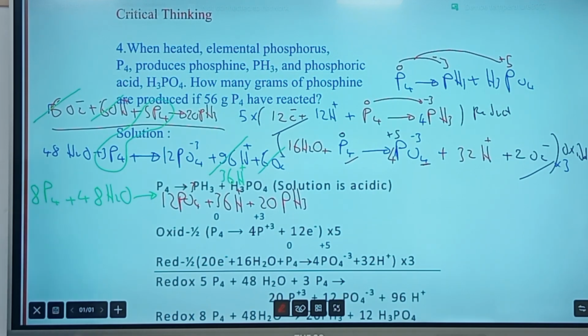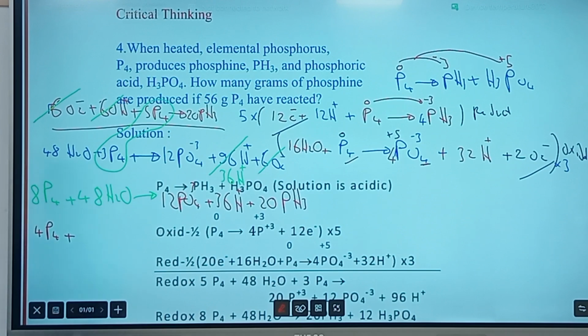In this case, guys, let us divide the reactants and the products by a factor in order to get the lowest possible coefficients. Let us divide all by what can be divided by 2. Let us divide by 2. 8 by 2, you'll get 4 P4.